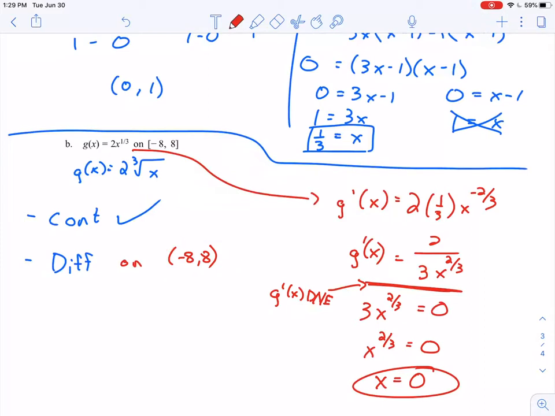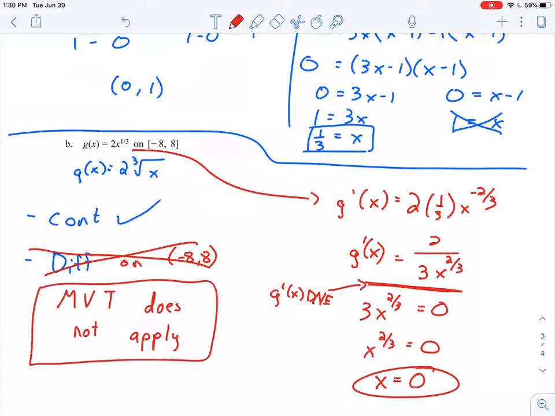So what that means for us is it's not differentiable on -8 to +8. Which then means that the mean value theorem does not apply. As soon as one of these two conditions is not true, the whole theorem sort of just falls apart. We can't use it here. So, okay, cool. The mean value theorem does not apply. And at this point, that's it. I'm done with my problem. If you come across a problem where the mean value theorem does not apply, you do not need to show any more work.